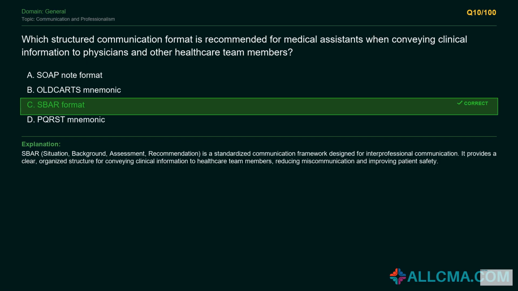SBAR, Situation, Background, Assessment, Recommendation, is a standardized communication framework designed for interprofessional communication. It provides a clear, organized structure for conveying clinical information to healthcare team members, reducing miscommunication and improving patient safety.